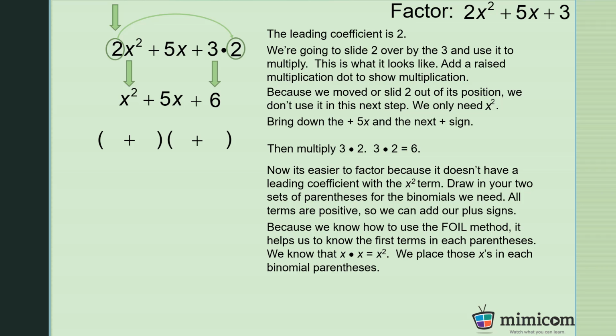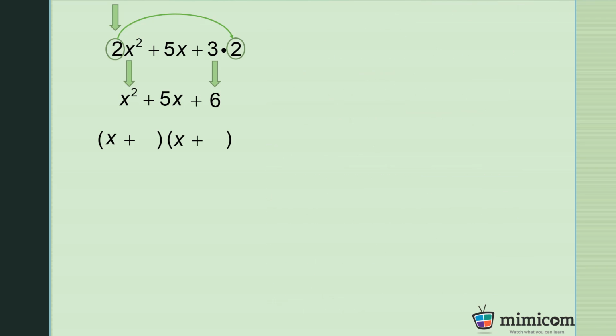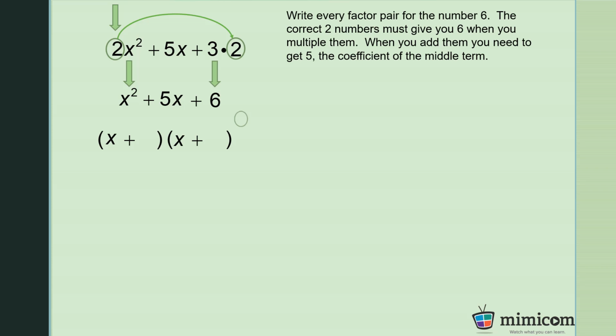Because we know how to use the FOIL method, it helps us to know the first terms in each parentheses. We know that x times x equals x squared. We place those x's in each binomial parentheses, here and here. Next, we need to find the numbers on the right-hand side in each binomial. Write every factor pair for the number 6. The correct two numbers must give you 6 when you multiply them. When you add them, you need to get 5, the coefficient of the middle term.